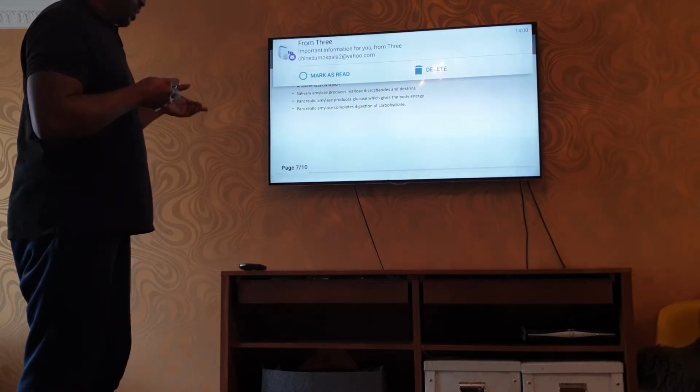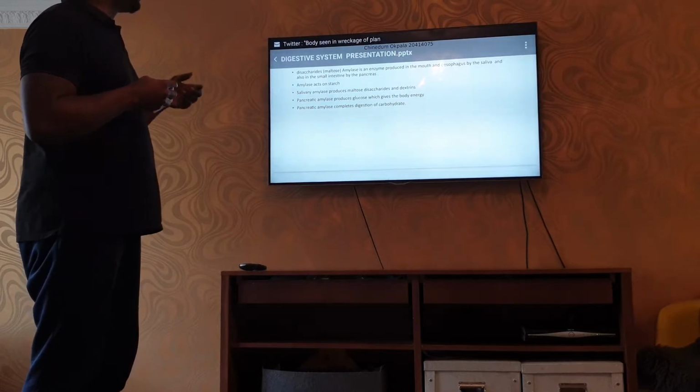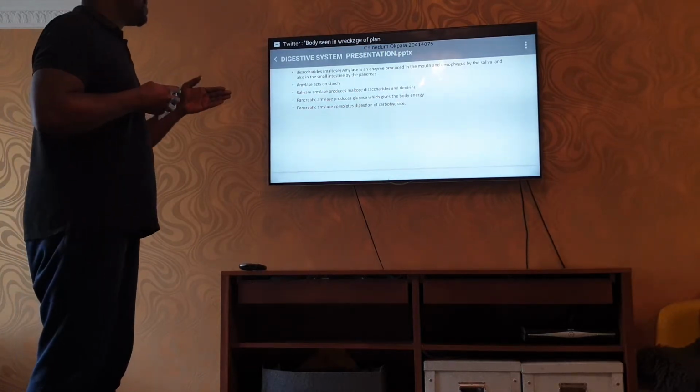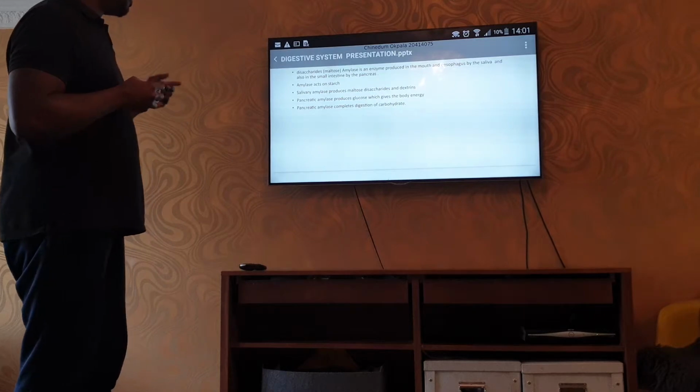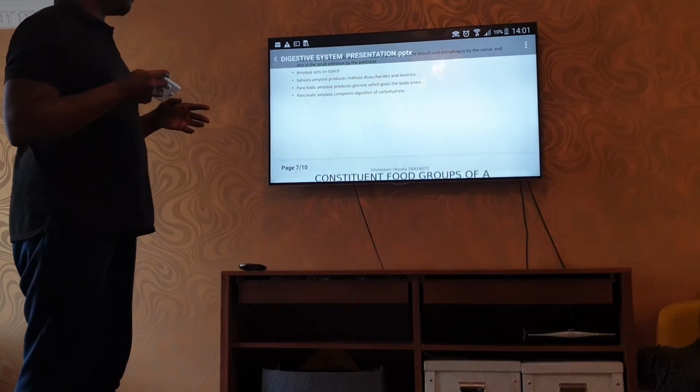Pancreatic amylase produces glucose, which gives the body energy. Pancreatic amylase completes digestion of carbohydrates.